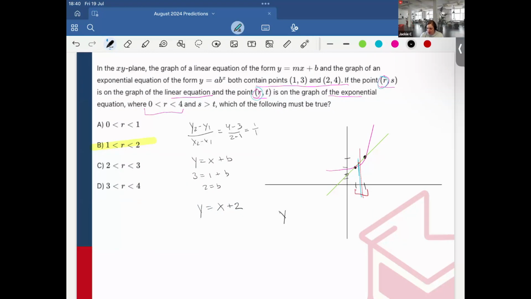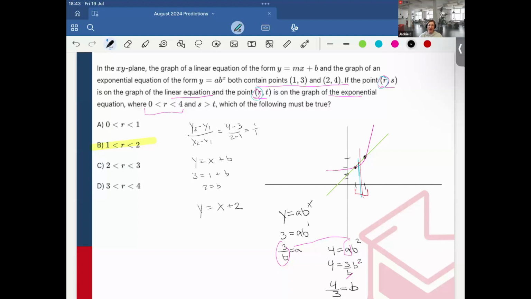And then likewise, I can do that with the exponential equation. I can put 3 is equal to ab to the first power, and I can also say that 4 is equal to ab squared. So I can say 3 divided by b is equal to a. Then I can plug this in for our a value. So 4 is equal to 3b squared over b, which will cancel one of the b's. So divide each side by 3, and I get that 4/3 is equal to b.